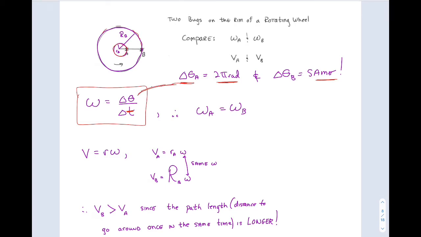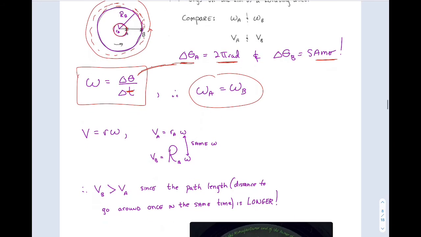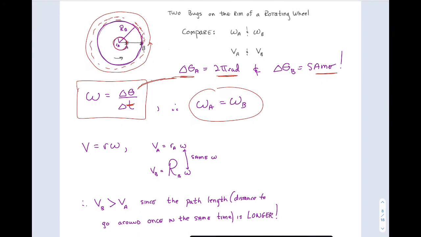So for each bug, the angular displacement is the same, and these two things are attached to a wheel. If it takes 1 second for the wheel to go around, then bug A took a second to go around, and bug B also took a second. Think of this as a bicycle wheel. Every point of the wheel took the same time to go around, so every point on the wheel has the same angular speed. They're all rotating at the same number of revolutions per second. Now the linear speeds are different.